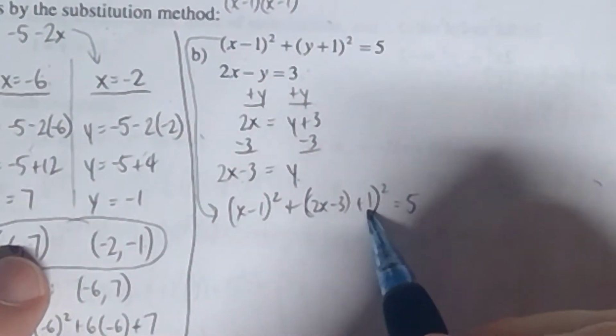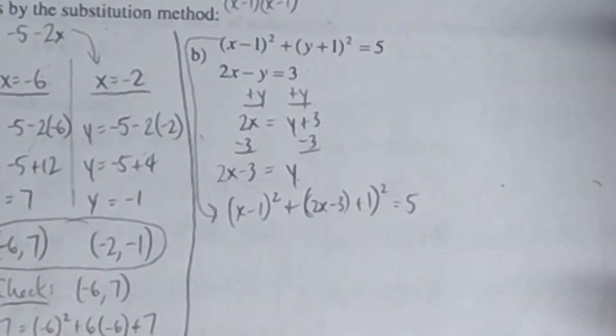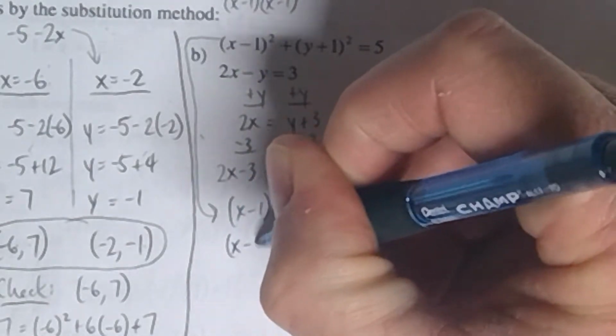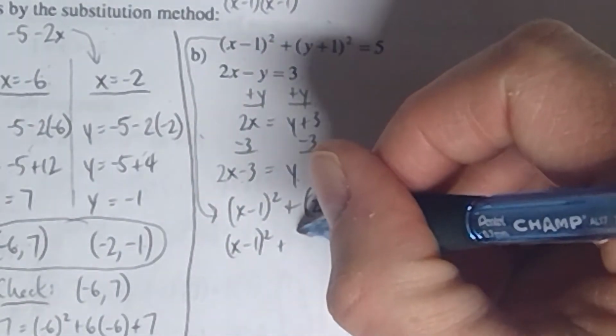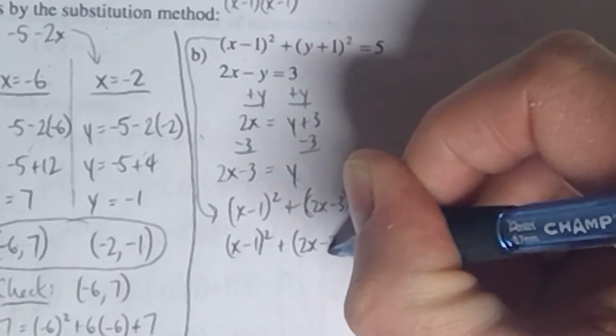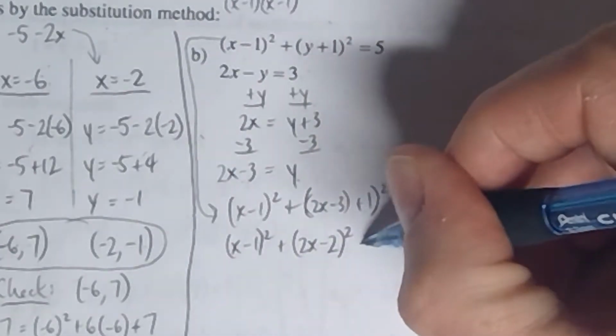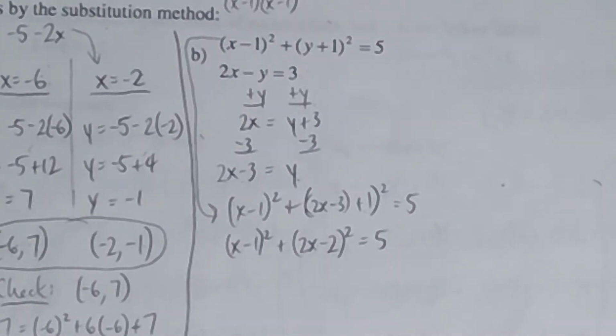Now, if you have like terms that can be combined inside of a parenthesis, go ahead and do that. That's going to make it a lot easier here. And if I combine like terms right there, I get 2x minus 2. 2x minus 2.